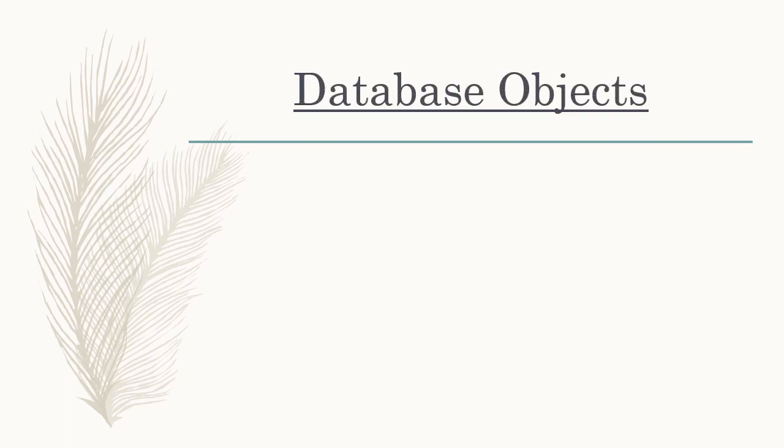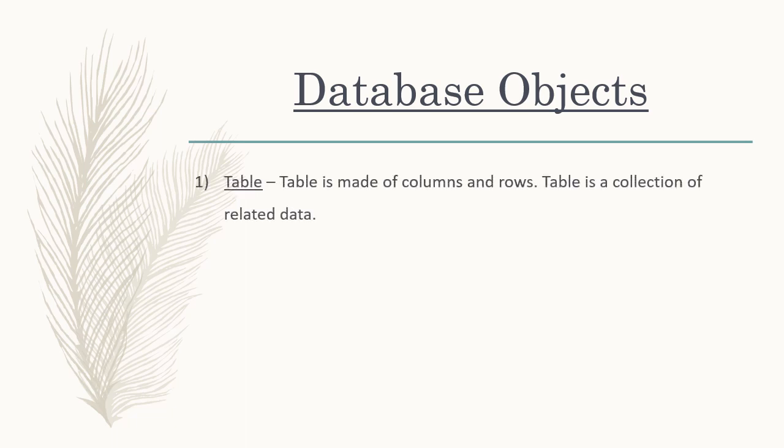Now let's see the next part of database: database objects. So what are these database objects? There are different objects which we are going to see in database. From that, the first one is table. So what is a table? It is made up of columns and rows. सबको पता है कि टेबल किससे बना होता है? Columns and rows.